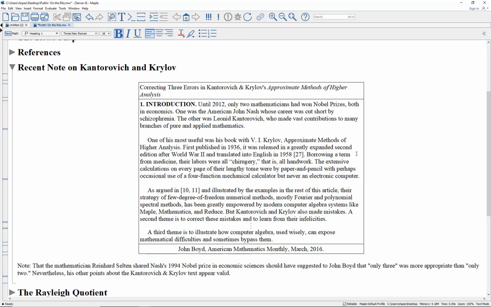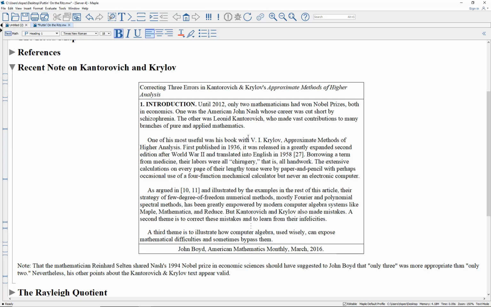It appeared in the Math Monthly, and here's the author, and he points out something about two mathematicians winning the Nobel Prize in economics. Somebody let me know that there's another mathematician, Reinhard Selten, who also shared the Nobel Prize in economics. But I'm just quoting what this particular John Boyd had to say.